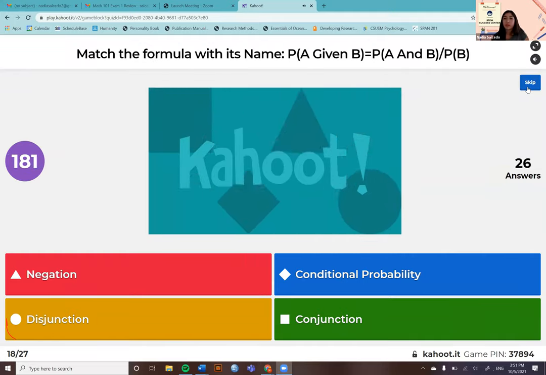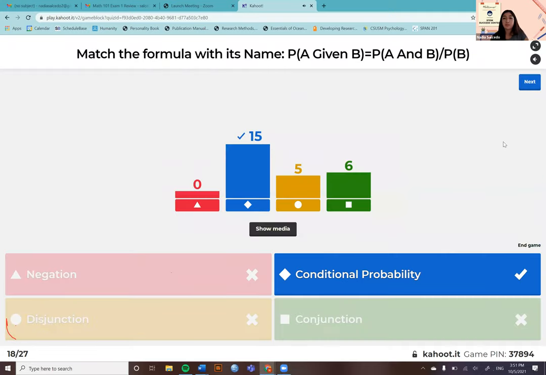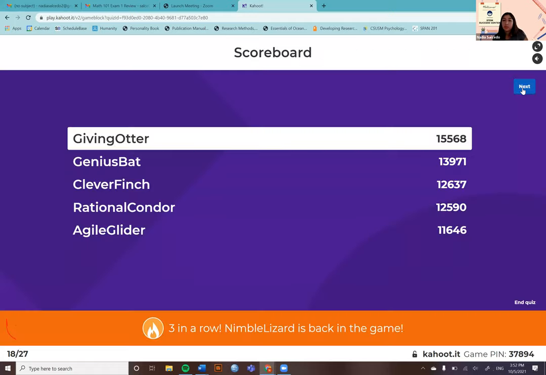All right, so I'm just going to go ahead and skip this one so we have more time for the problems. Conditional probability, most of you guys got this right. So this is basically the probability that an event happens given that another event has happened, and the keyword here is given. This is good. We're going to go to the next one.